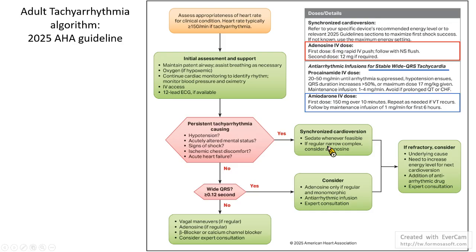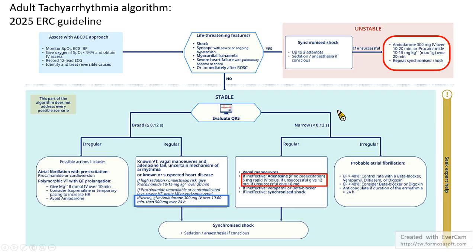And for the adenosine dose, AHA listed it here, just for reference, as we both talked about. Other than adenosine, for antiarrhythmic infusion for stable wide QRS tachycardia, procainamide can be considered, or Amiodarone, with the recommended dose starting at 150 milligrams as a lower one. And this is the plot.